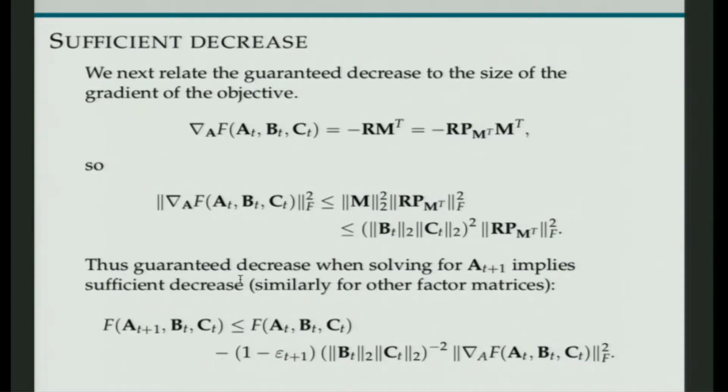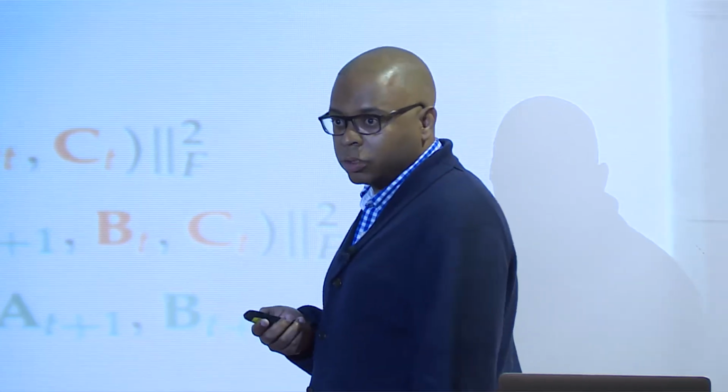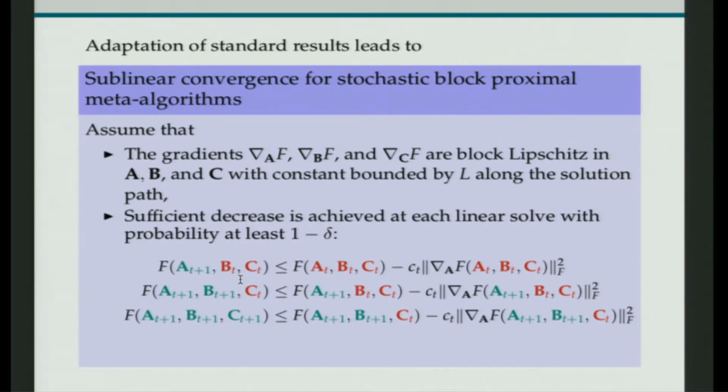So that means we can say that the decrease we observe is some fraction of the size of the gradient squared. This is called the sufficient decrease condition. Then, using standard results, when you have sufficient decrease, if you make just a few more assumptions, namely that your gradients are Block-Lipschitz in your factor matrices with some constant that's bounded along the solution path. That's a strong assumption, I know, but it's a standard assumption in the deterministic analysis as well. Under that assumption, sufficient decrease is achieved from before. So we have these two assumptions.